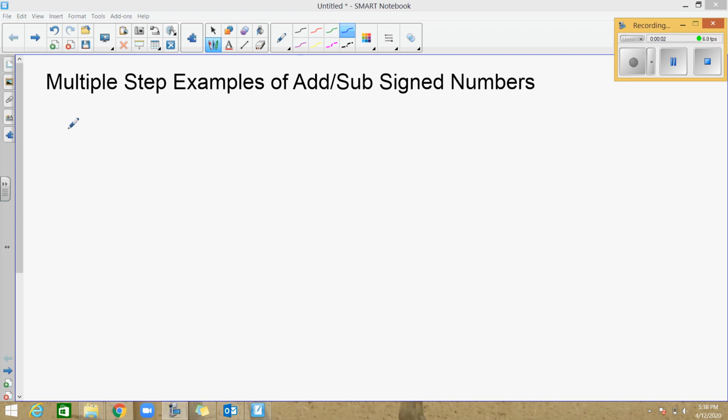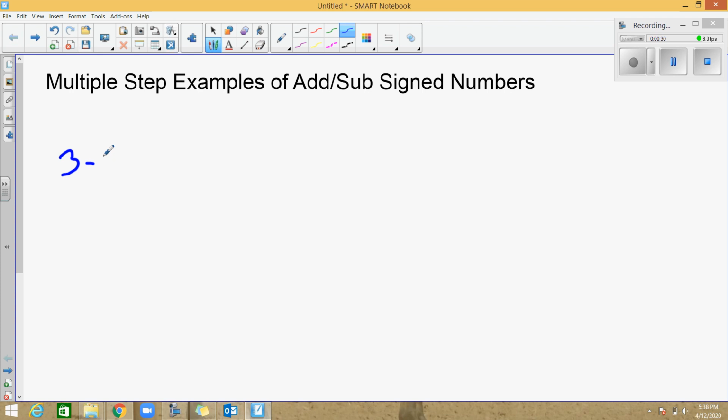Okay, in this video I wanted to give some examples of multiple steps of what I've been talking about, and why adding signed numbers, knowing whether we're adding the same sign or the opposite sign, or subtracting, which is add the opposite sign, comes into play. So we're going to do three examples here. The first one is going to be a longer problem of signed numbers.